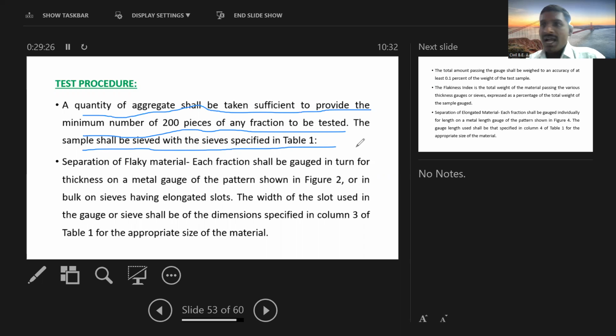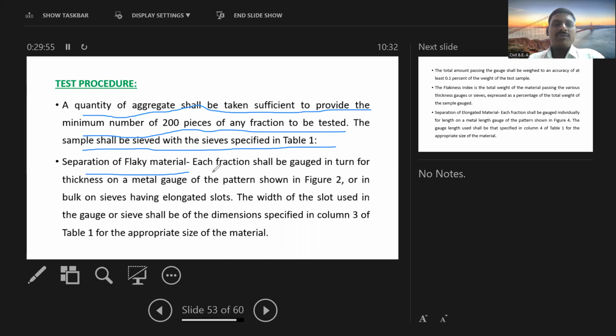The IS code for the aggregate is IS 1489, where parts 1 to 7 are there. For aggregates, there is IS 1489, and for that various tests we are conducting. Table 1 gives the sieve sizes. Then comes separation of flaky material.